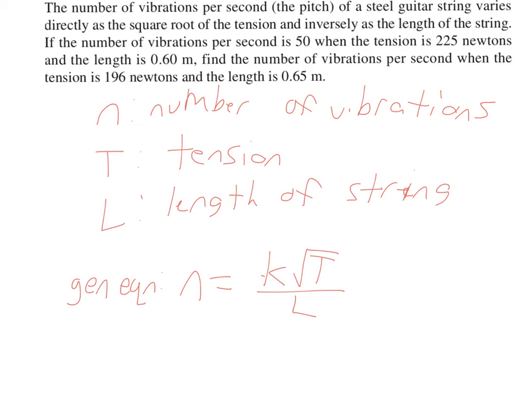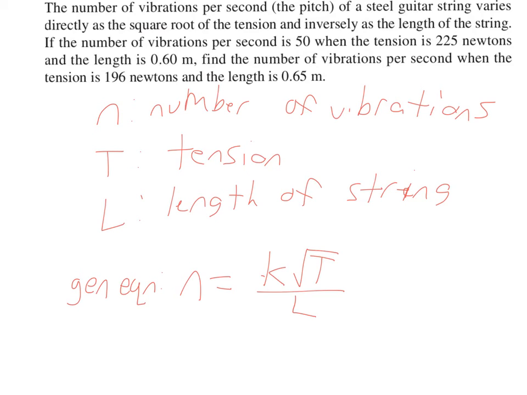And it says if the number of vibrations per second is 50 when the tension is 225 newtons and the length is 0.60 meters, find the number of vibrations when the tension is 196 newtons and the length is 0.65.